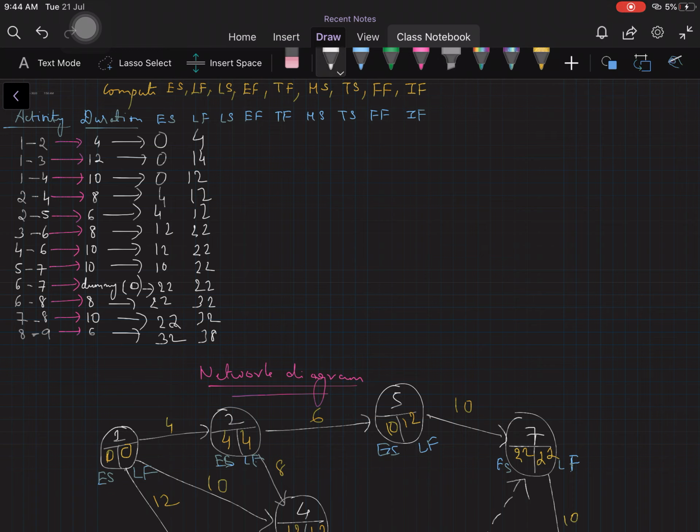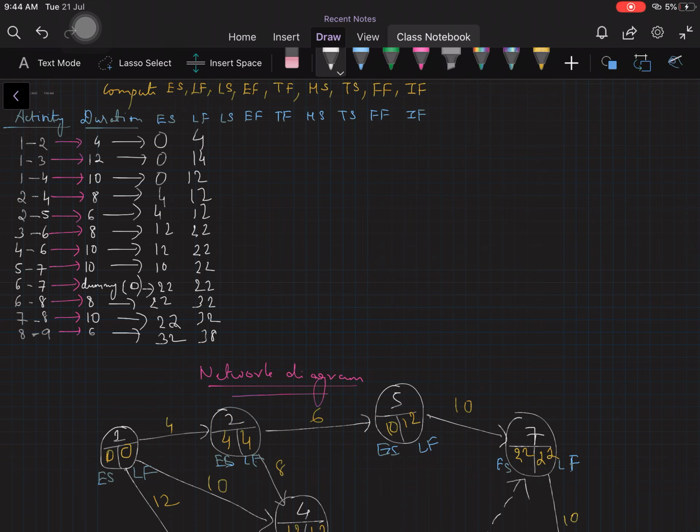Now, how do we get this late start? You finish late only if you start late, right? Now late finish minus duration gives you late start. I repeat, late finish minus duration gives you late start. So let us write that.